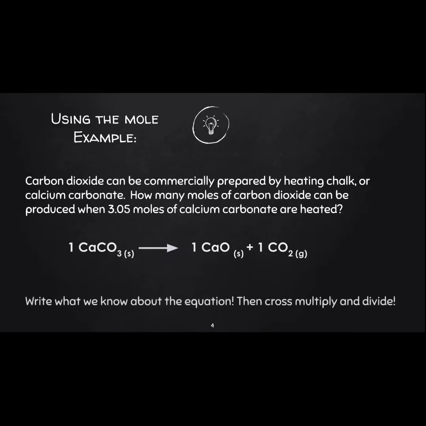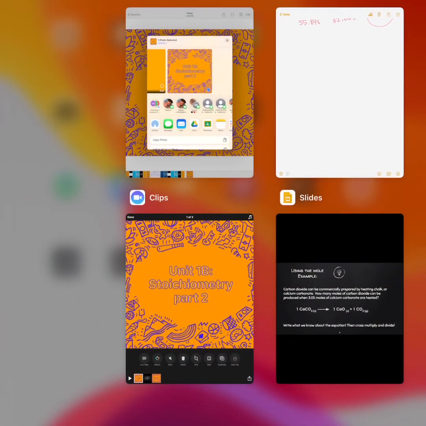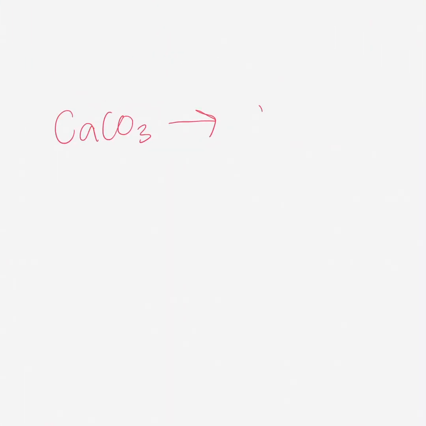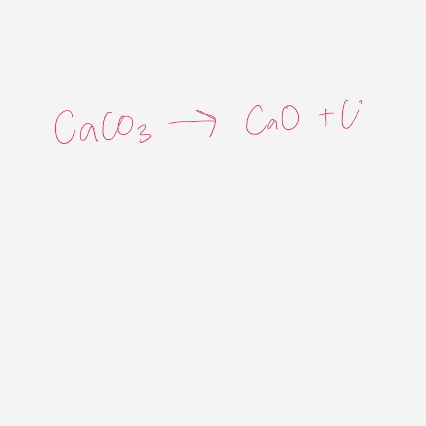So again, I'm going to do the same thing here and go back here. Okay, so I'm going to write out my equation on this. I'm going to have to go back and forth a little bit here. CaCO3, and then I get CaO plus CO2.